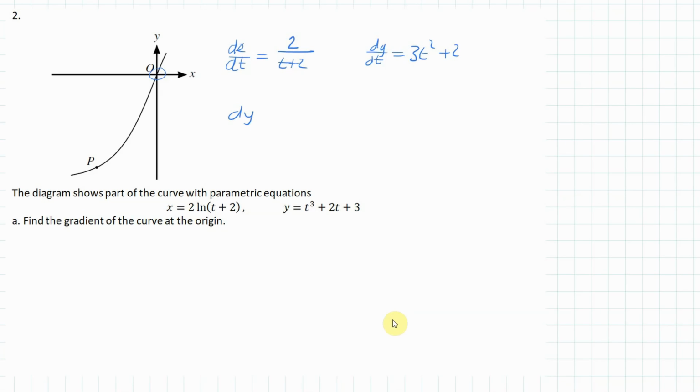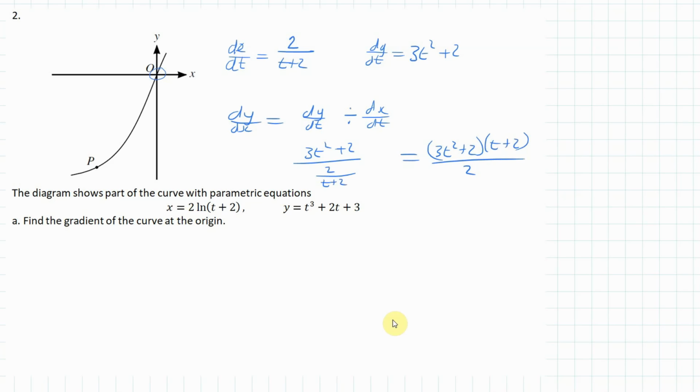And dy/dx we can think of as dy/dt divided by dx/dt. So it's like 3t squared plus 2 all over 2 over t plus 2, or another way of saying that is (3t squared plus 2)(t plus 2) all over 2. And we want to know the gradient of the curve at the origin.